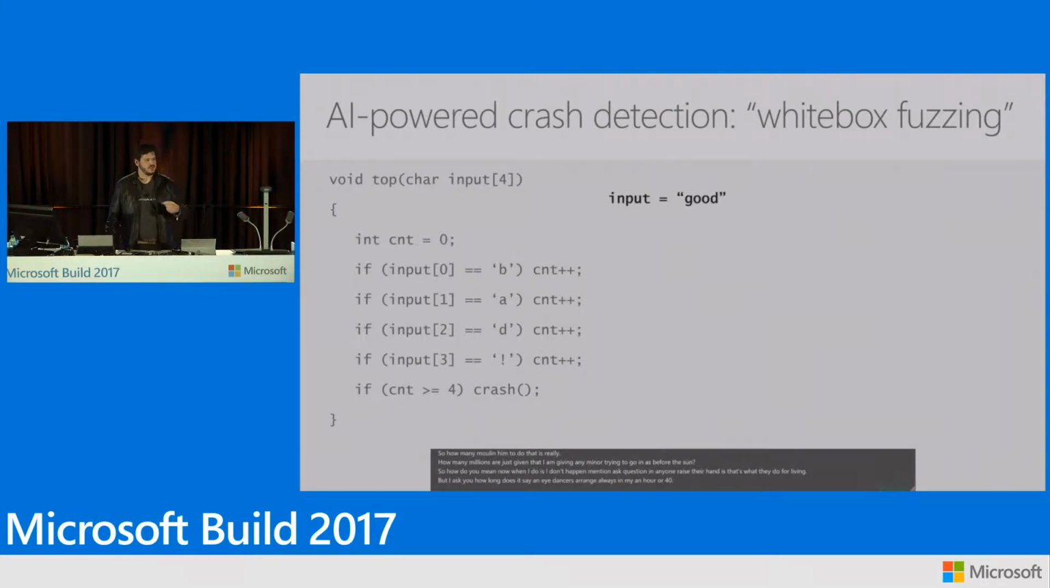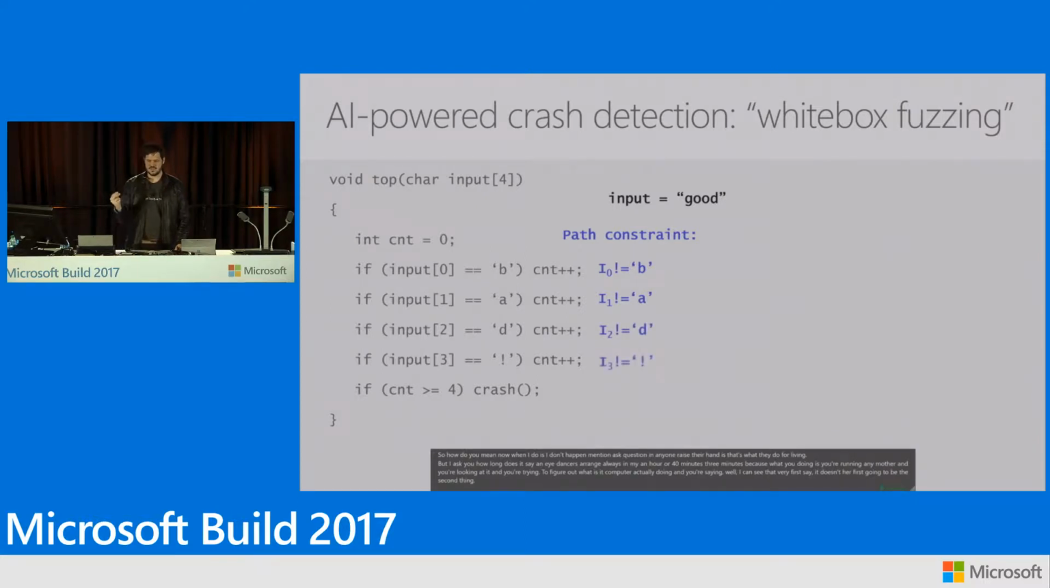Because what you're doing is you're running the debugger and you're looking at it and you're trying to figure out what the computer is actually doing. And you're saying, well, I can see that the very first thing it does is compare that first byte to B. The second thing it's doing is compare it to A, and then D, and then so on. And then you can use your human brain to say, all right, what if I want increased coverage? Well, I should probably try to make that last if statement true, right? That would be something that would increase coverage of this program.